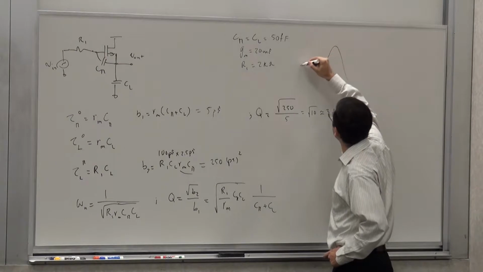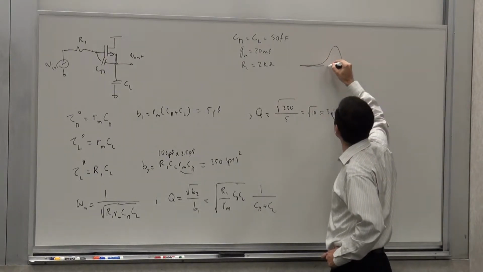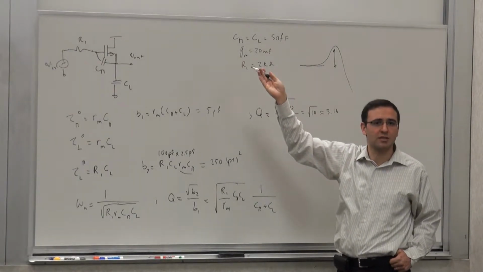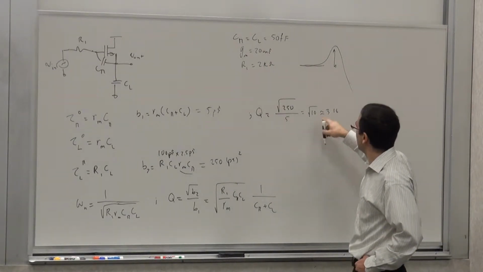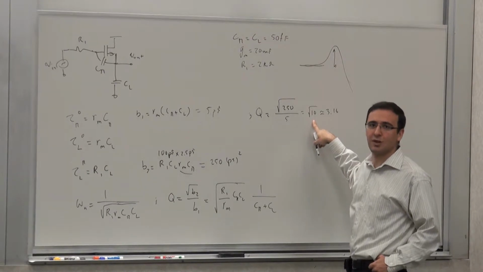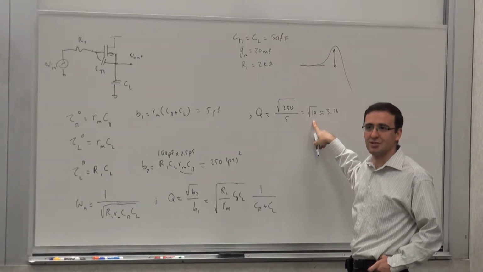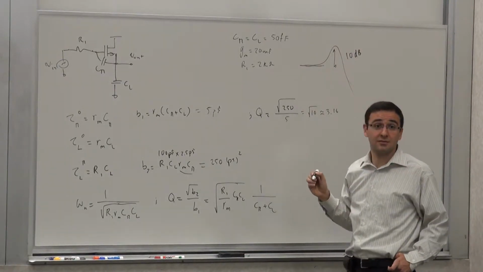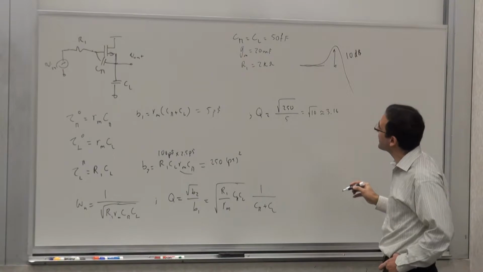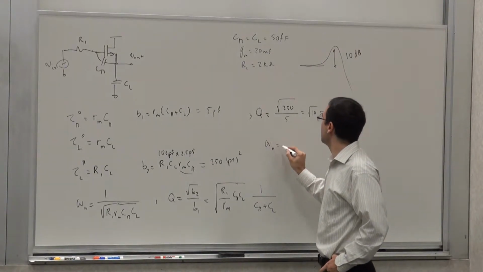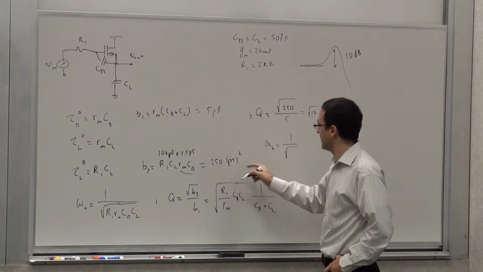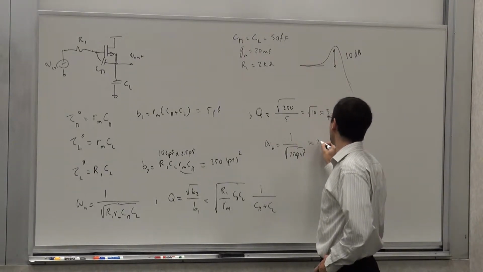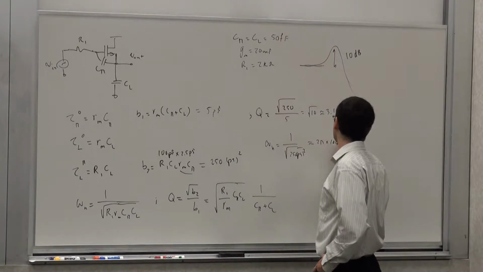It means that compared to the flat gain, before it starts dropping, I should have about 3.16 times peaking. And in dB, that's 20 log of square root of 10, which is 10 log of 10, which is 10 dB. So it predicts 10 dB of peaking, which is quite a bit of peaking. And the natural frequency, omega n, is going to be 1 over square root of 250 picoseconds squared, which is approximately 10 gigahertz.